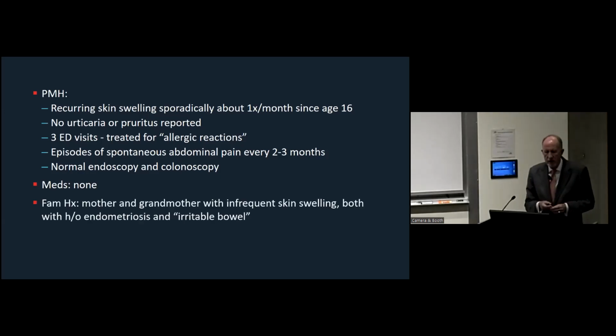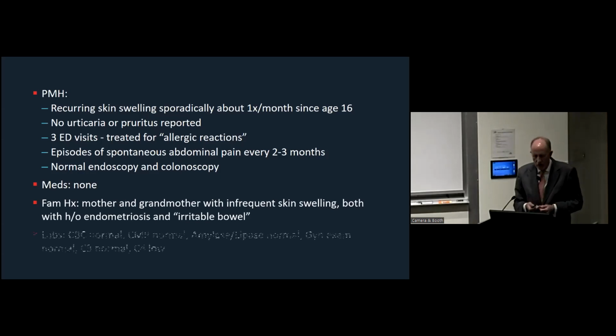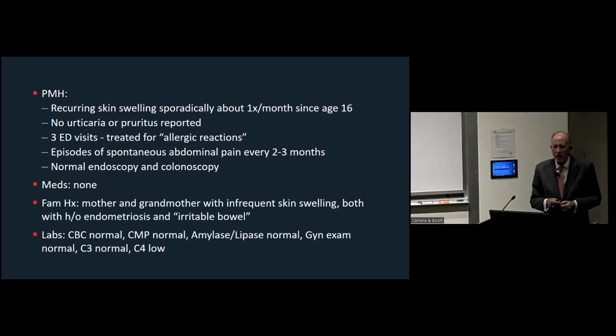Her mother and grandmother have infrequent skin swelling, and both were told that they had endometriosis and irritable bowel syndrome. The laboratory work she had in the hospital: CBC was normal, CMP was normal, amylase and lipase were normal, and the gynecological examination was normal. A complement 3 level was normal, but her C4 level was low.